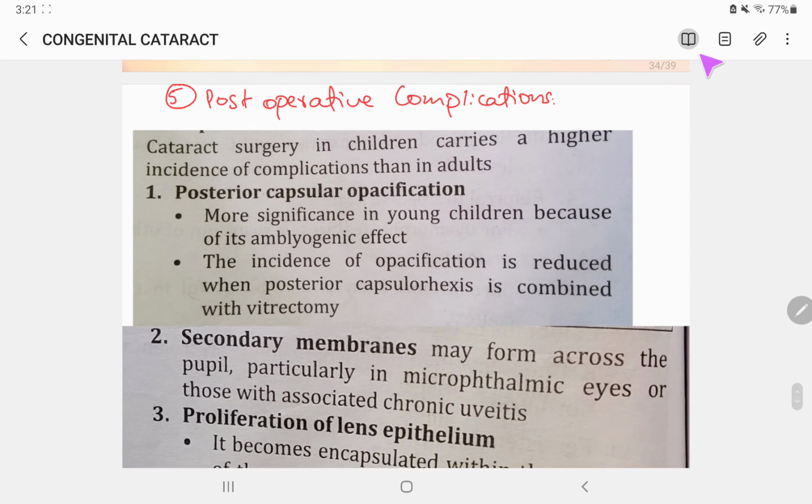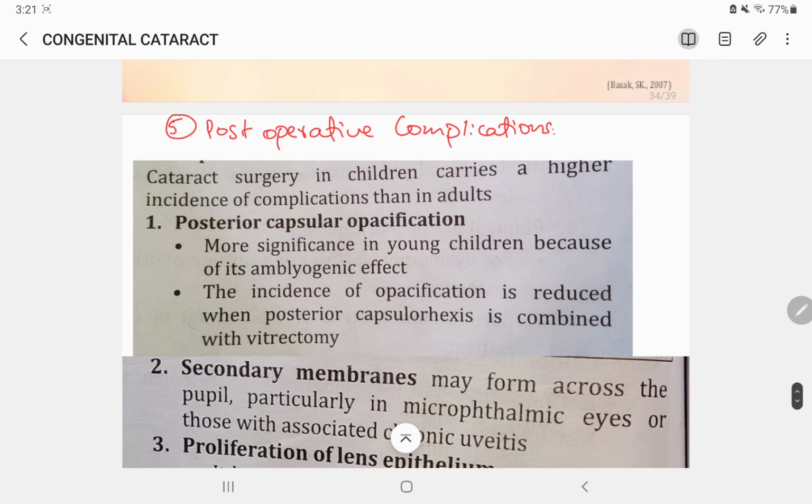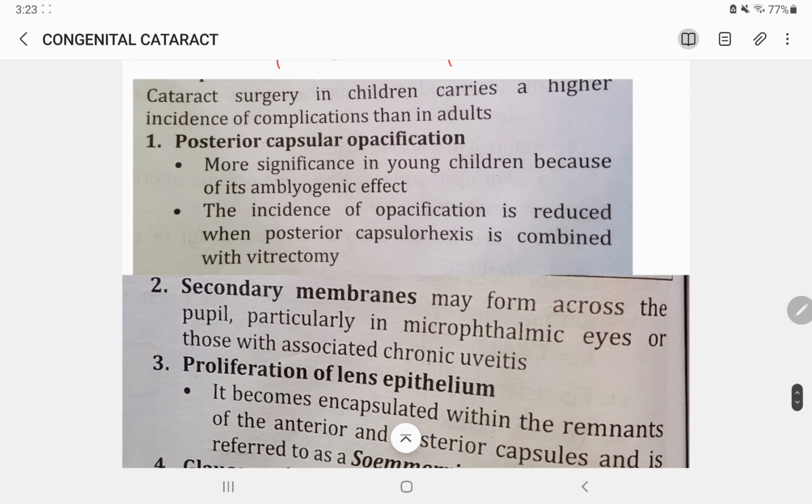Post-operative complications are higher in children, because they have a much higher incidence of complications than adults. So there are five main post-operative complications of cataract surgery in children, and it's very easy. So let's get this done. First, posterior capsular opacification: the capsule on the posterior side will lead to opacification, and it is more significant in young children.